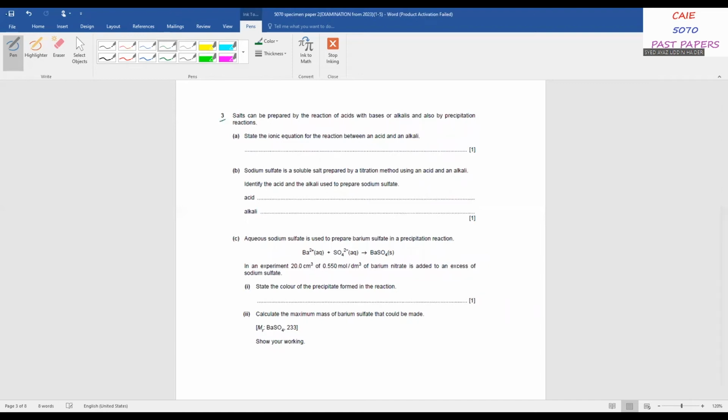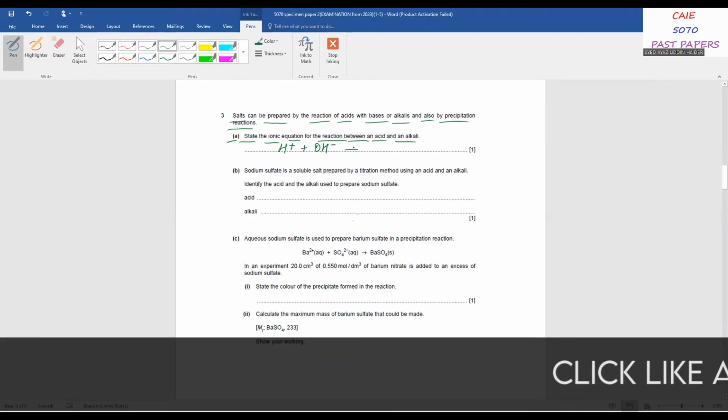Part 3, question number 3. Salts can be prepared by the reaction of acids and bases or alkalis, and also by precipitation reactions. A, state the ionic equation for the reaction between an acid and an alkali. Any acid and alkali, if you want to write the ionic equation, this ionic equation will remain the same. That is the reaction between H+ ion coming from the acid and OH- ion coming from the alkali.